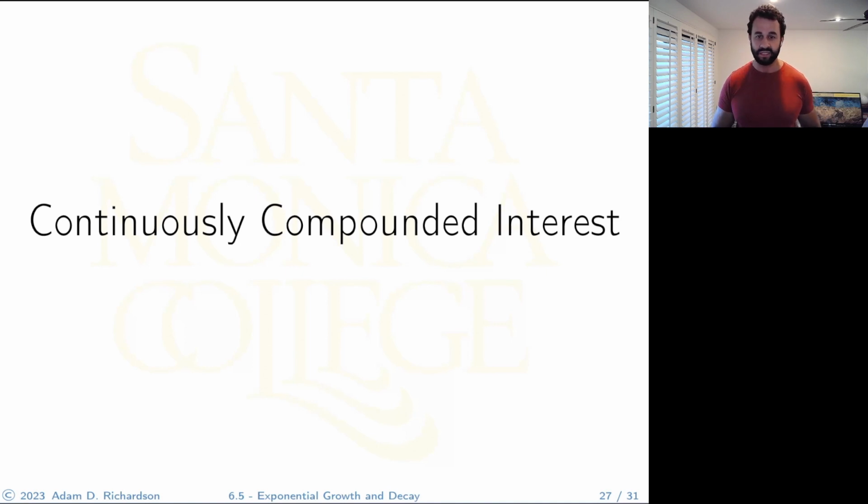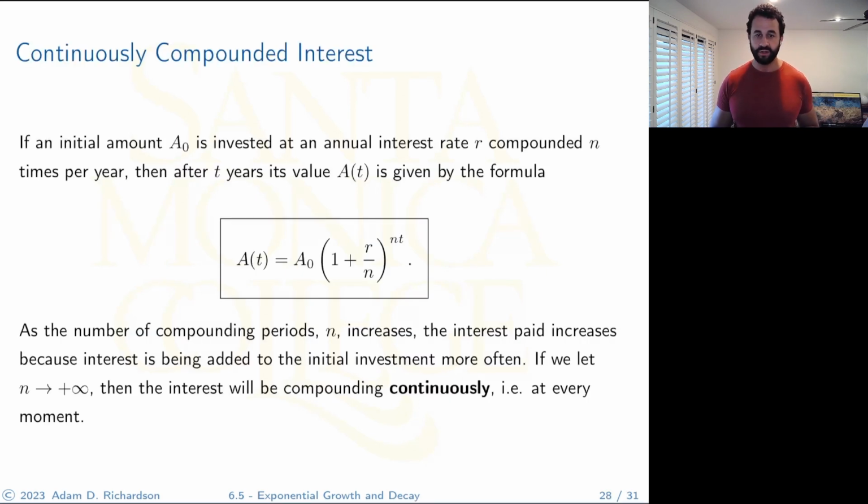But let's talk about continuously compounded interest. So if you've got an initial amount of money, A sub 0, and you invest it at an annual interest rate R that's compounded n times per year, then after t years, the value A of t will be given by this formula. So this is a formula that some of you may have seen before in a pre-calculus class or an algebra class or even a statistics class or a business class. This formula is pretty popular.